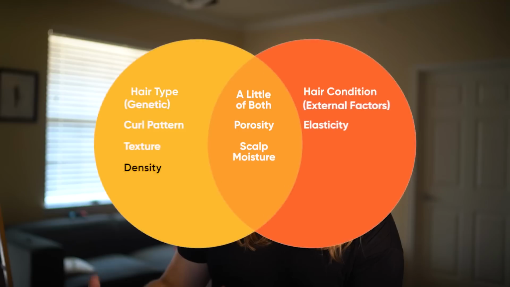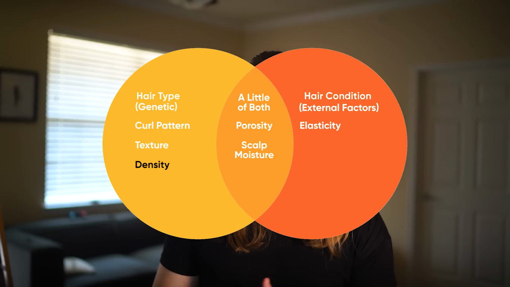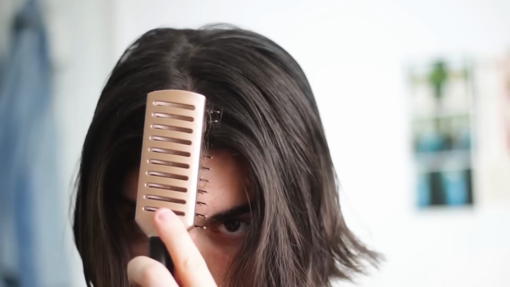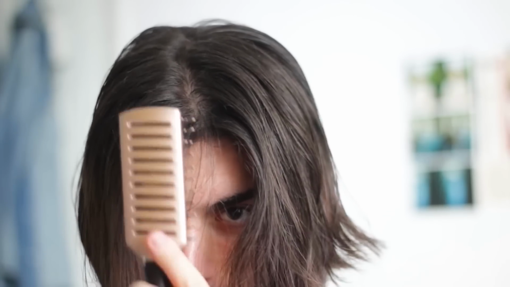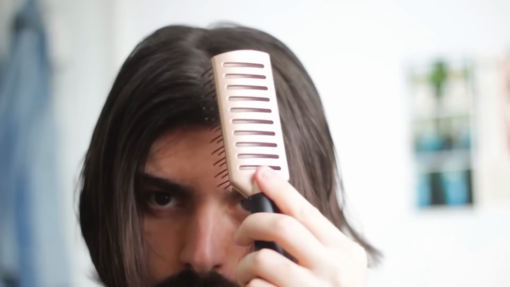So finally we have density. This is the amount of hair per square inch on your head. When someone says, "Man, my hair is so thin," they're usually referring to the overall density of their hair. To measure this part, you're just going to part your hair in a couple different places. Part it down the middle, part it on the right side, part it on the left, and see how much of your scalp is visible when you're looking at that part.